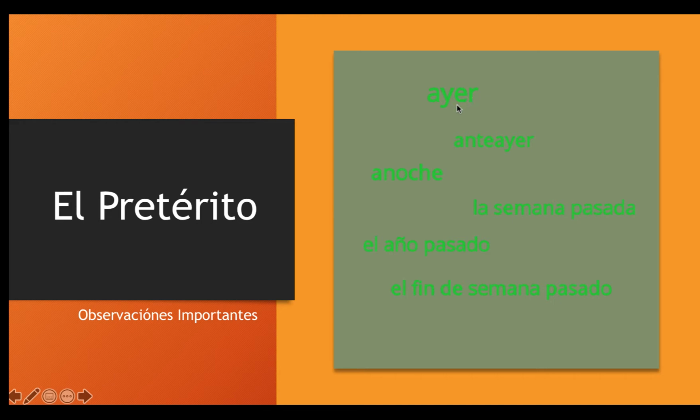So, ayer, yesterday. Anteayer, the day before yesterday. Anoche, last night. La semana pasada, last week. El año pasado, last year. El fin de semana pasado, last weekend, etc. These are just a sampling, okay? All right, moving on.